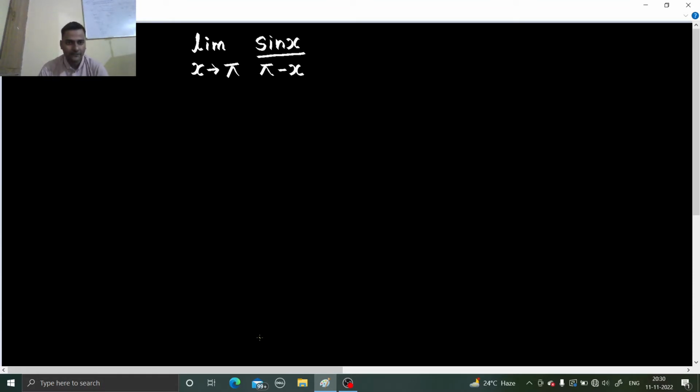So the problem in front of us is limit x tending to pi of sin x divided by pi minus x. The concept behind this problem is, limit when the variable tends to a non-zero quantity. In most of the questions which we have solved earlier, the variable, which is generally x, tends to 0. But as you can see in this problem, the variable x is tending to a non-zero quantity, which is pi in this case. So how to solve a problem when the variable is tending to a non-zero quantity? There is a technique to solve this type of problem.